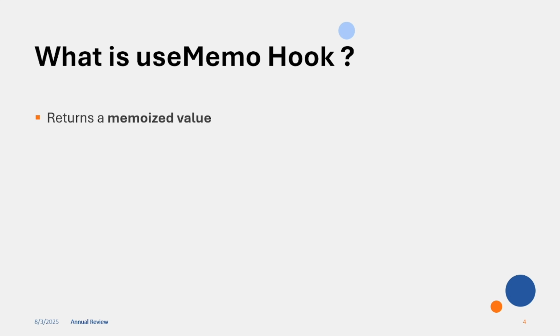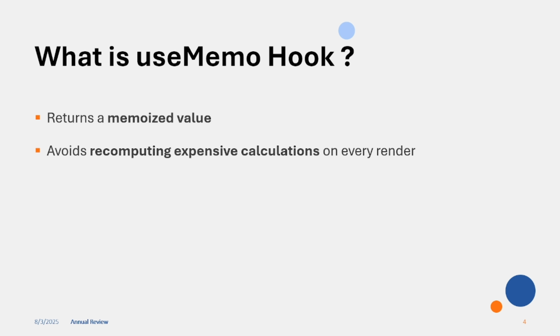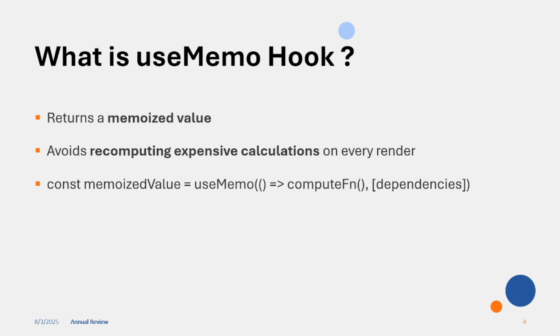So what is useMemo? It returns a memoized value. That means it will return a cached value that it saves in memory, and that will avoid the recomputation of any big or complex calculation. This is the syntax for useMemo.